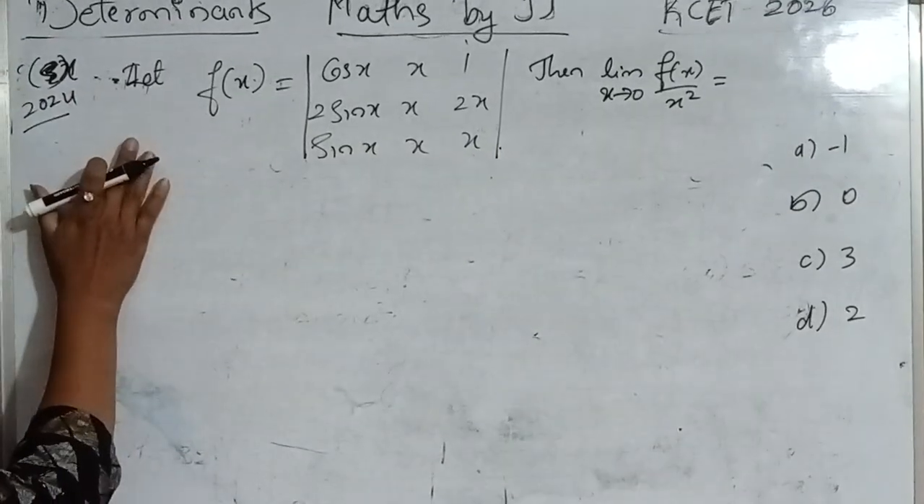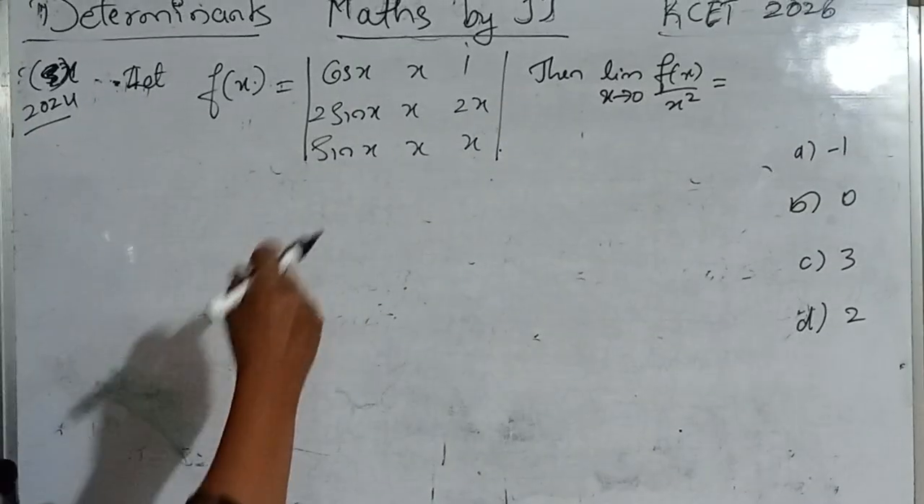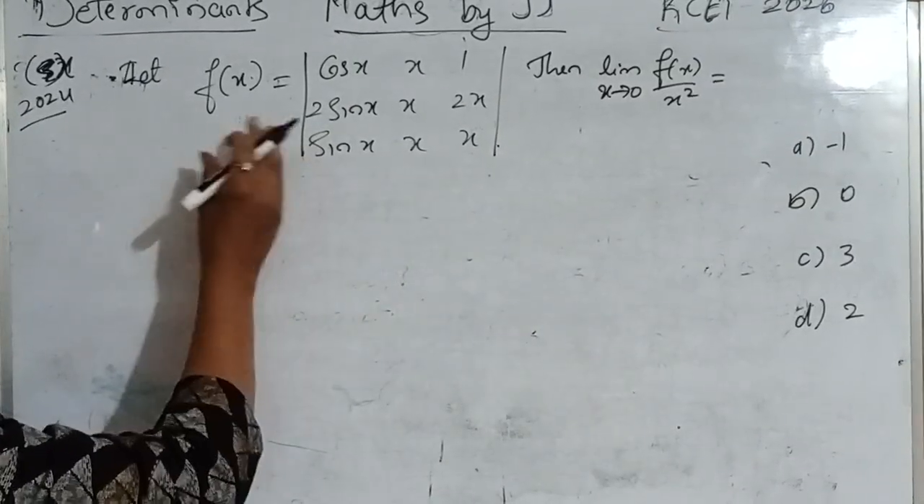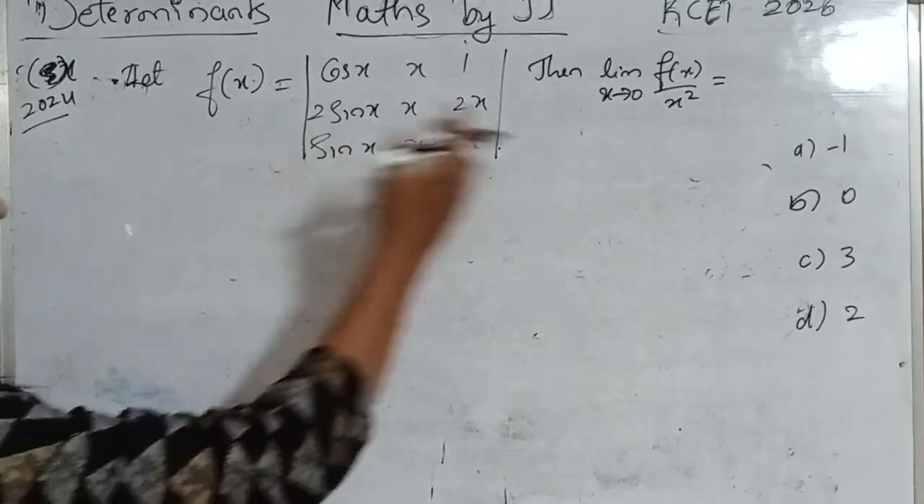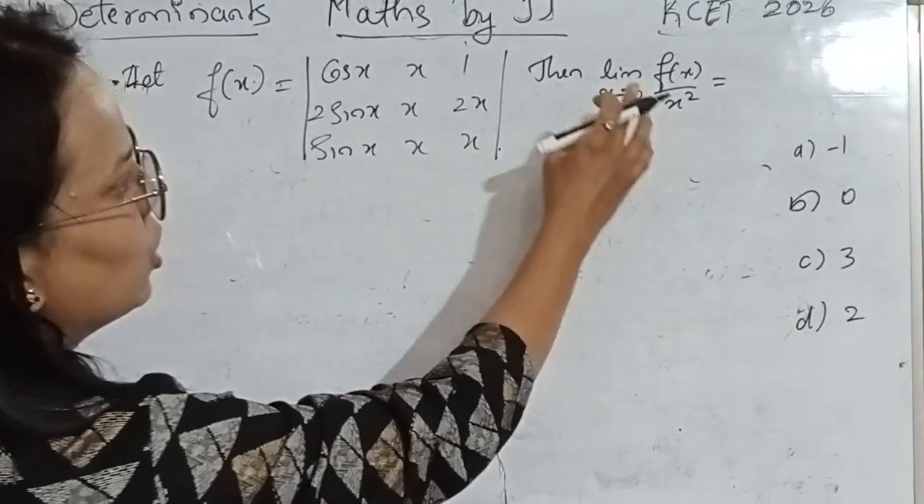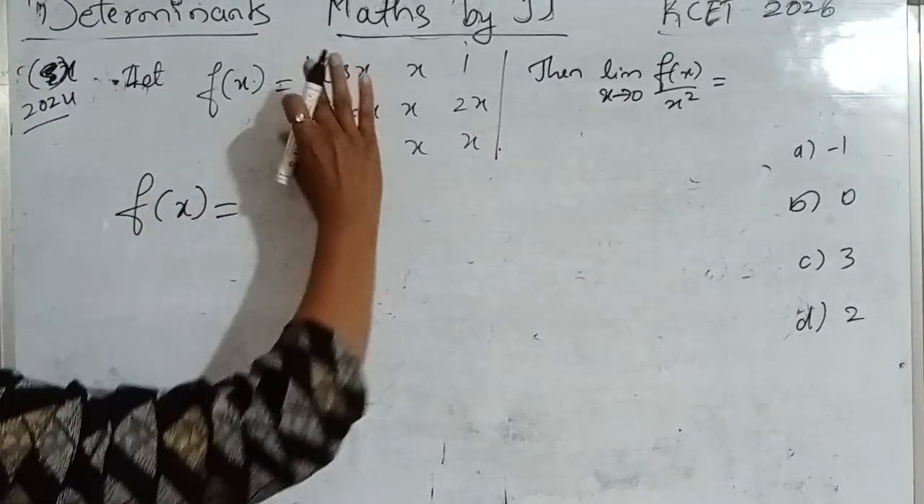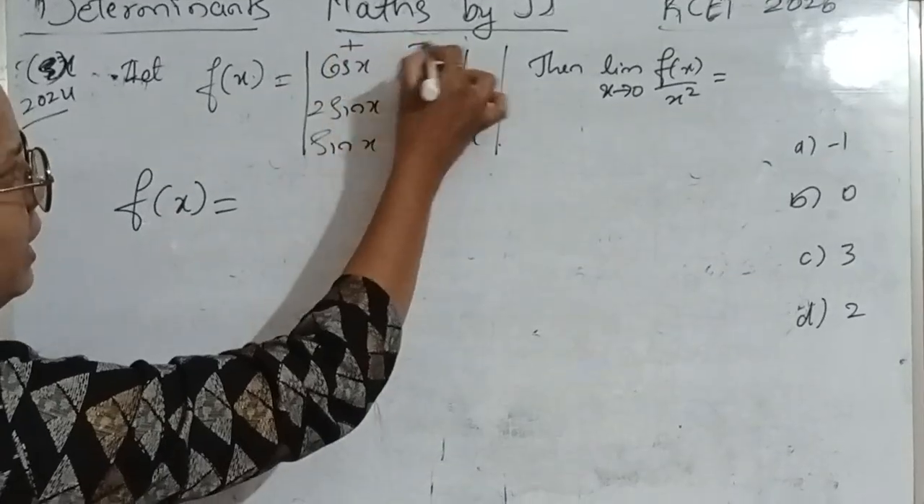The given question is a mixture of determinants as well as limits. The determinant is given in terms of a function, and then I need to calculate the limit as x tends to 0 of f of x divided by x square. So basically what I need to calculate here is f of x, which is given in terms of a determinant.